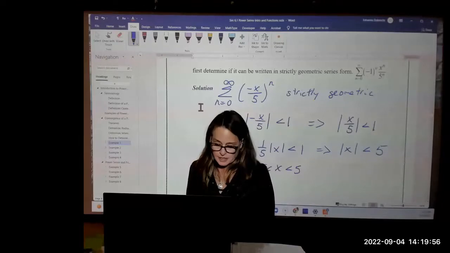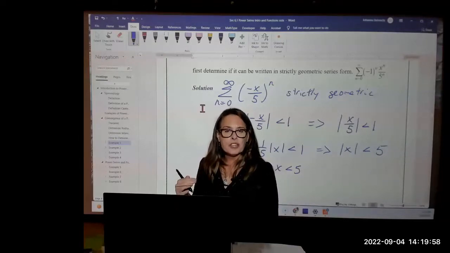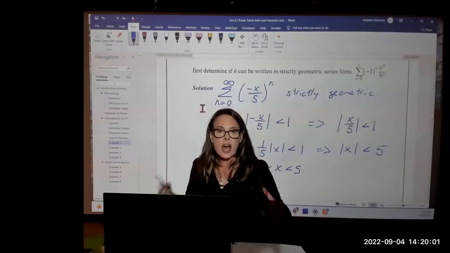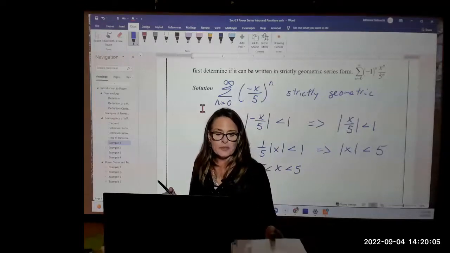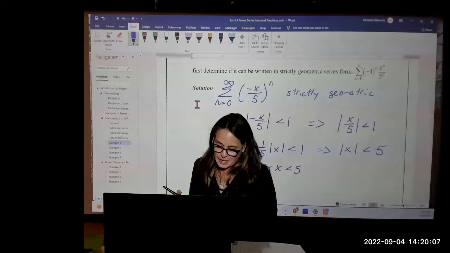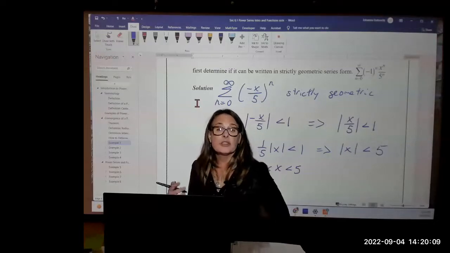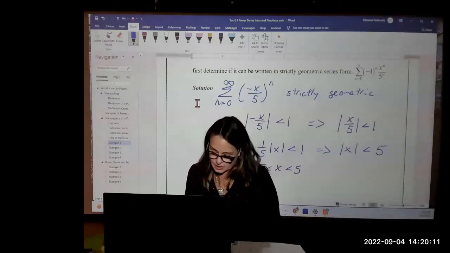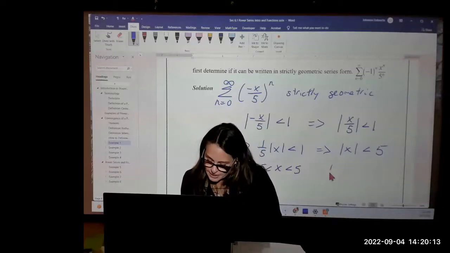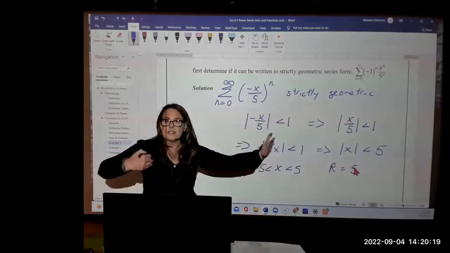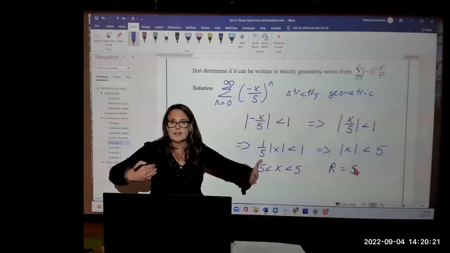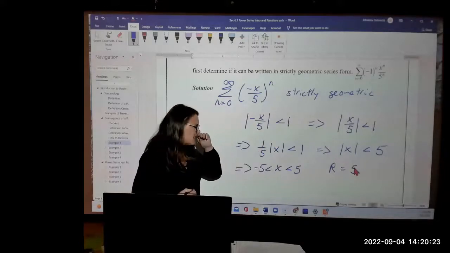I'll have to check the endpoints, but again, it's strictly geometric, so it should not converge at the endpoints. We'll check and see, and I'll prove to you, in fact, that they do not. But because it's strictly geometric, these should stay strict inequalities. And then our radius of convergence, of course, is 5, because from -5 to 5 is 10 wide, and half of that is 5. So our radius of convergence is 5.